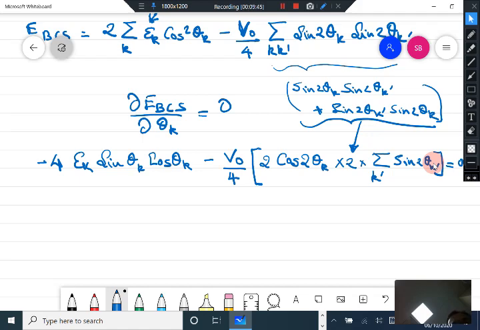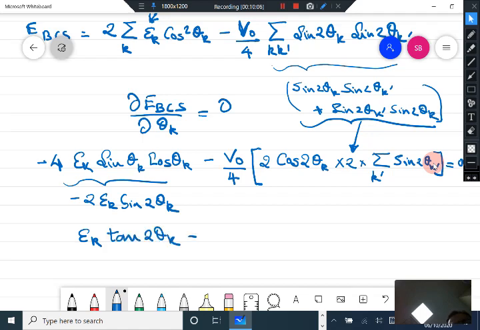so this of course you can simplify as 2 Ek sin 2 theta k. You can convert it into this, and then when you simplify it, you will get Ek tan 2 theta k is equal to minus V naught by 2 summation k prime sine 2 theta k prime. So you can just try and work it out.